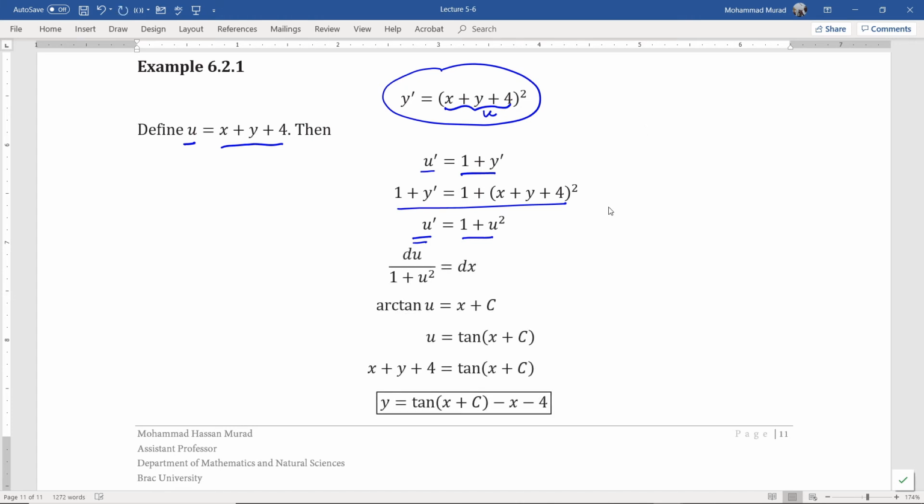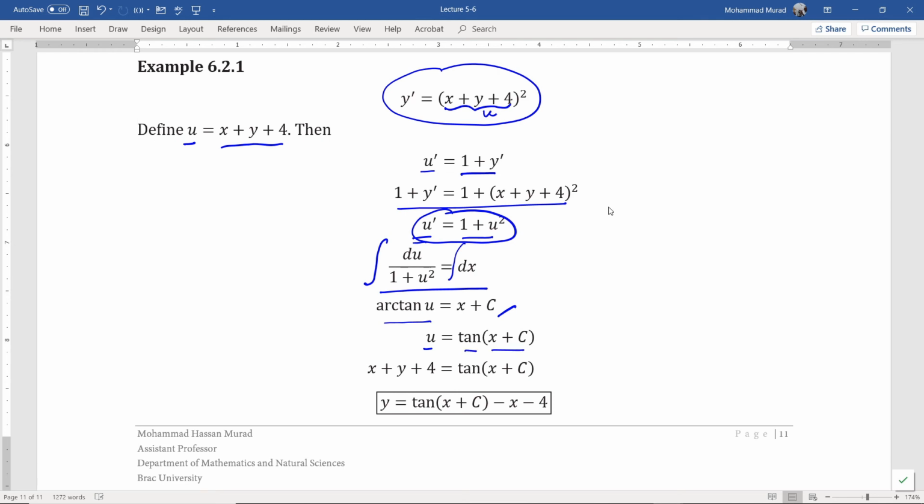Now separating variables in the last equation, we obtain du over 1 plus u squared equals dx, which when integrated gives the arctangent of u on the left hand side and x plus c on the right hand side, where c is the constant of integration as usual. Now solving this equation for u, we get tangent of x plus c.